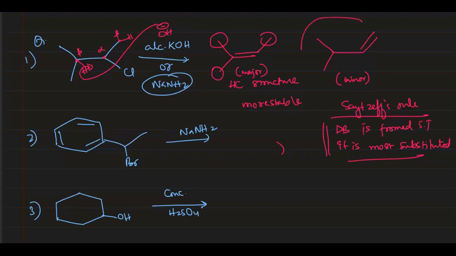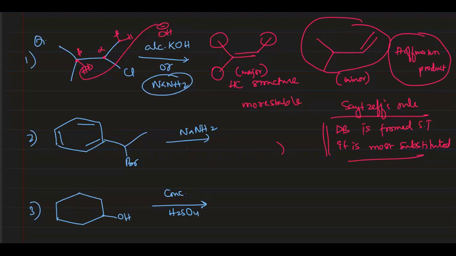The minor product formed is also important, and this is called the Hoffman product, about which we will learn in detail in our further discussions. Not in this video, maybe in some other video.